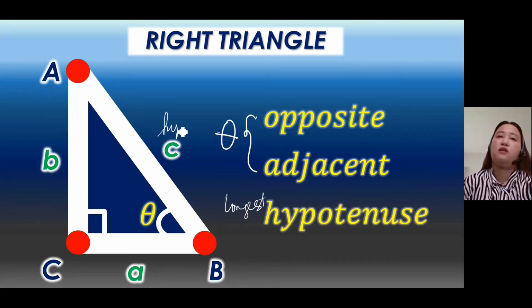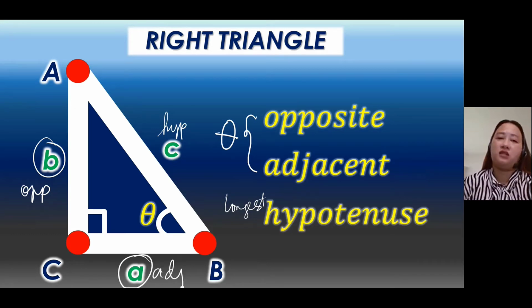This is our hypotenuse. When it comes to the opposite, you take a look at the theta. The side that is opposite the theta is the B. So this is our opposite. And the side adjacent to theta, when we say adjacent, it is beside. Again, it is beside. So the side that is beside the theta is A. This is our adjacent.